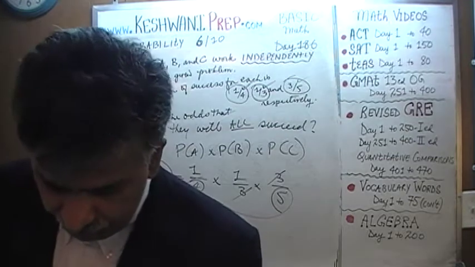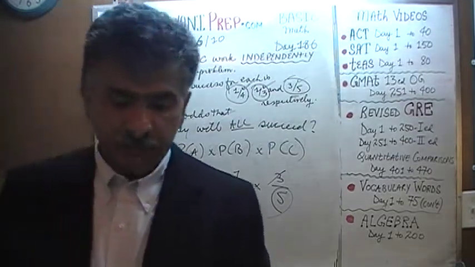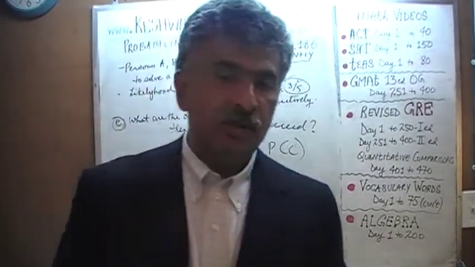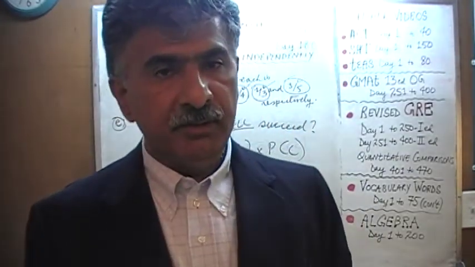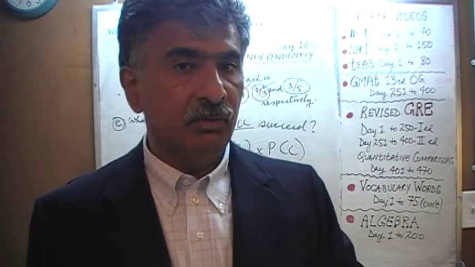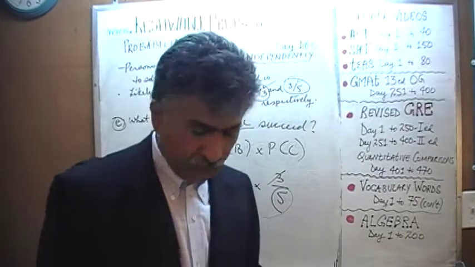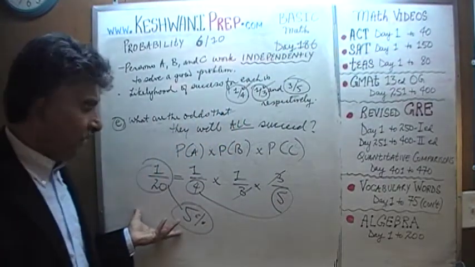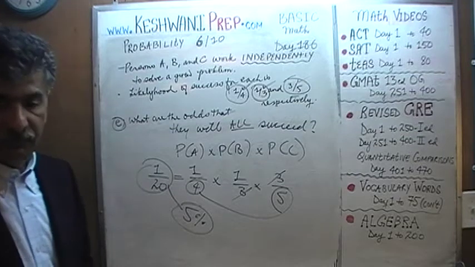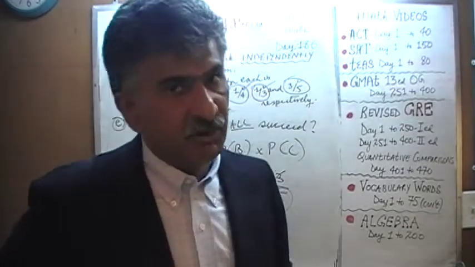You must also be able to figure out these probabilities in percentages, just in the event that the answer choices are presented to you either in percentages or decimals. Not every time they give you the answer choices in fractions. It could be in fractions, it could be in percentages, it could be in decimals. You have to be ready for it. So that's it. There's only a 5% chance. Very unlikely that they will all succeed. I mean, it could happen. There are chances, but chances are very remote.